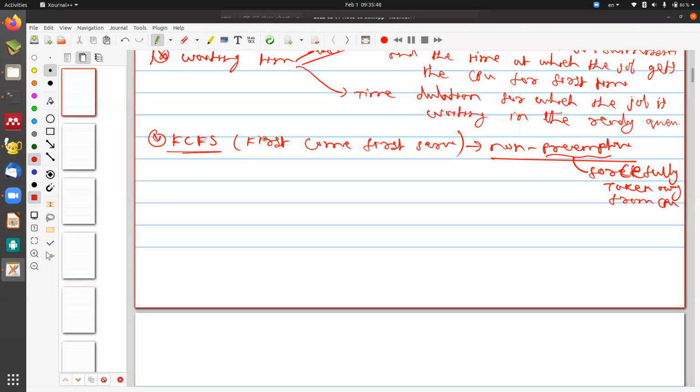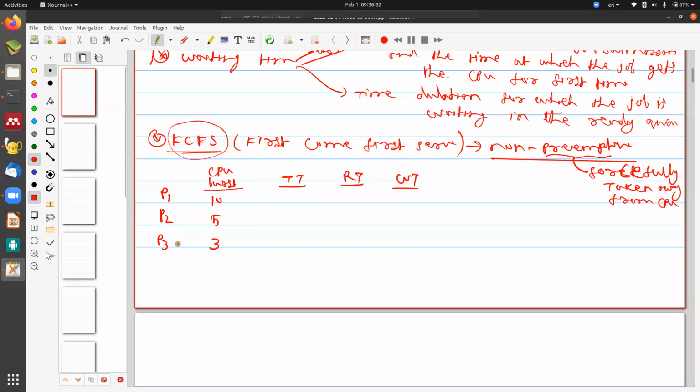So let's see what happens here. I'll give you a small example of this. Assume that P1, P2, P3 are the three processes, and a CPU burst time is given to you. CPU burst means how much time this process is going to be executed by the CPU. Let's take it as 10, then 5, and then 3. Then we have to find out the turnaround time, the response time, and the waiting time if I run this algorithm using FCFS.